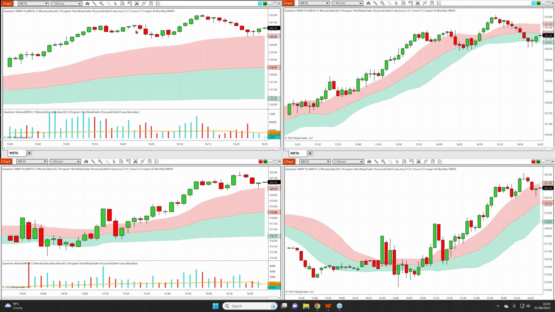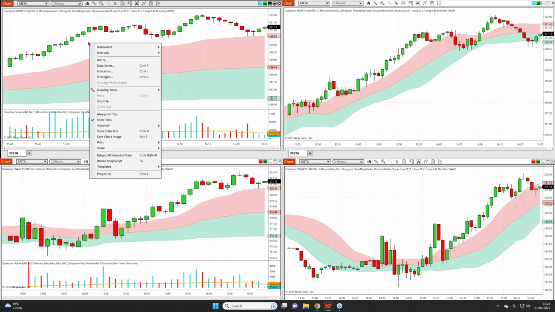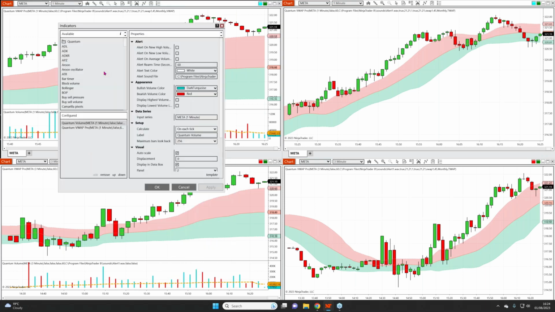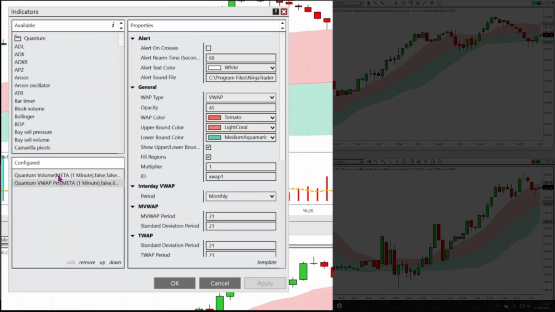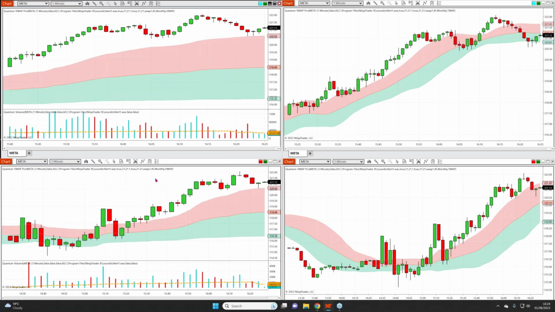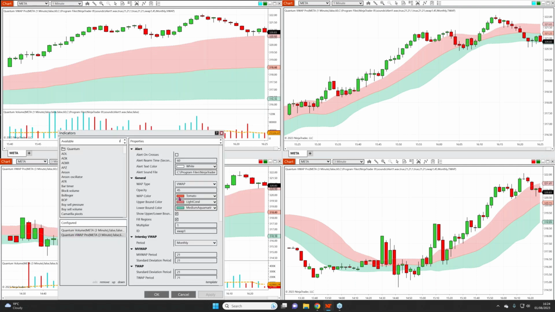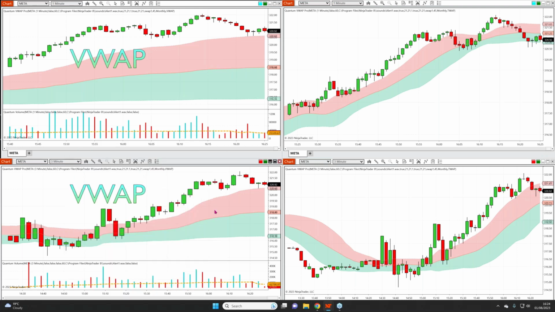The left-hand charts are set up using the VWAP indicator. If we click on the indicators here, you can see we've got volume, and we also have our VWAP Pro, and that one is set up for the VWAP, as indeed is the one below. Let me click on the indicators again, down to the indicator itself. There we are, we're on the VWAP. So we've got the VWAP on both top and bottom on the left-hand side.